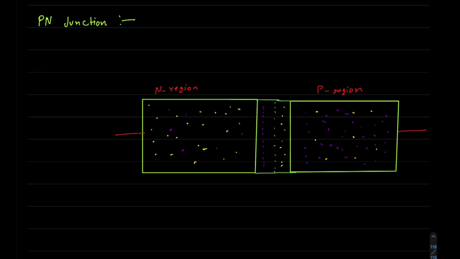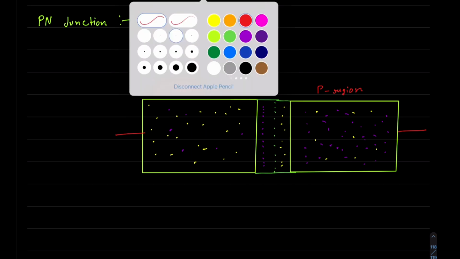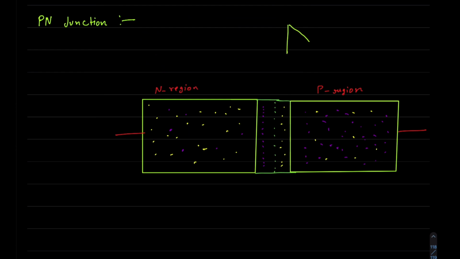So in circuit diagrams, the circuit symbol of a diode, first of all, let me draw that. The circuit symbol of a diode is like this. This flat region is the P-type region, and this pointy region is the N-type region. So I've remembered it according to this. You can remember it according to whatever you want.